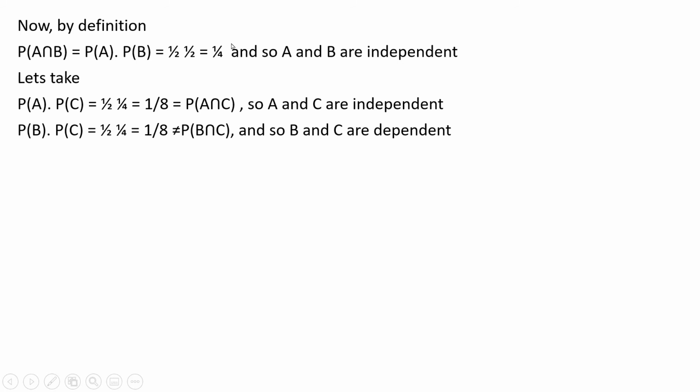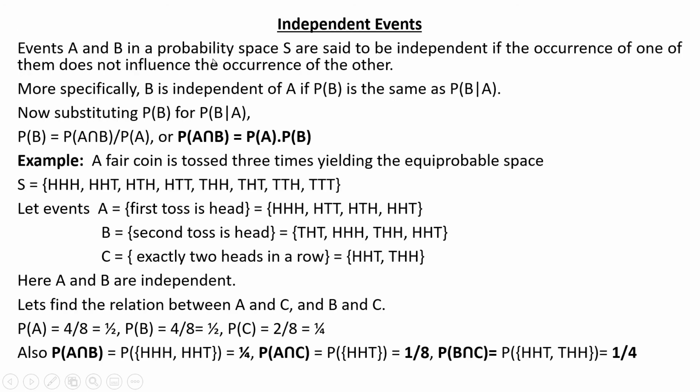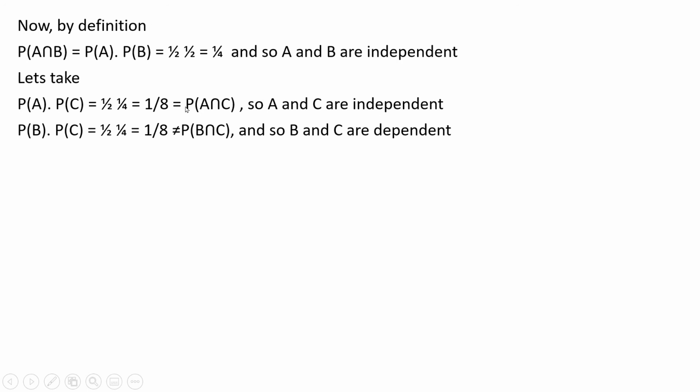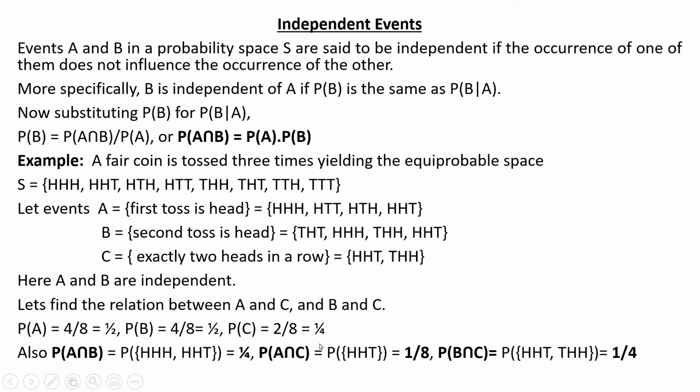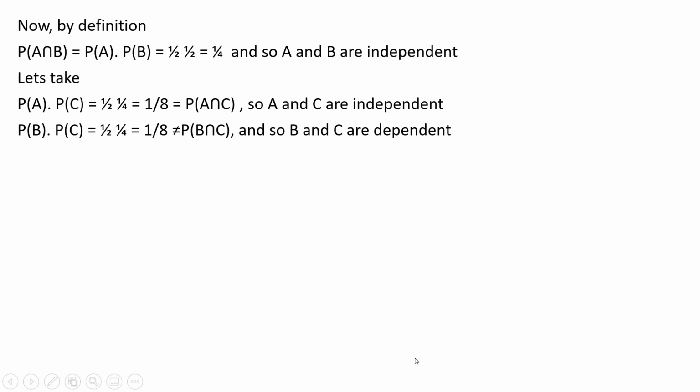Now by definition, probability of A intersection B equals probability of A times probability of B if A and B are two independent events. Which is equal to 1 by 4, and here this is 1 by 4. So you can verify that these two events are independent. Again we calculate probability of A times probability of C, 1 by 2 times 1 by 4, which is 1 by 8, and which is equal to probability of A intersection C. This is 1 by 8. So A and C are also independent events.